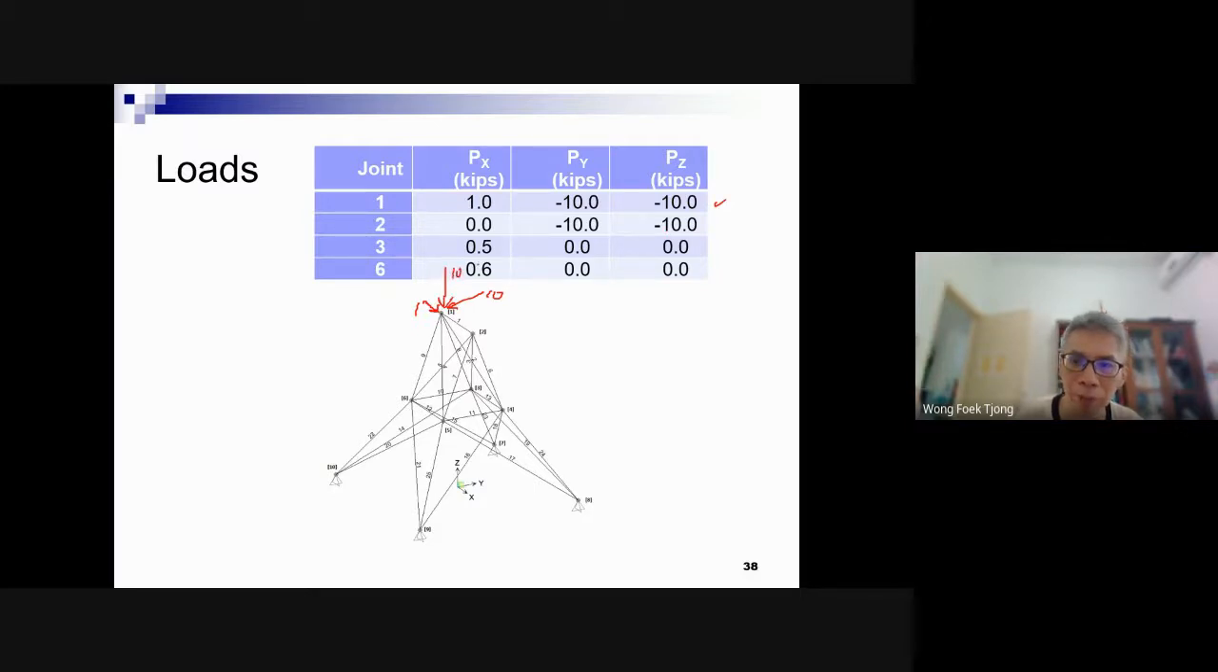So at node 1, and at node 2, node 2 is this one, also in the y direction. Okay, this is 10. And then node 3, where is 3? This one, right? It's x direction only. Small load, 0.5. And node 6, 0.6. It's a little bit unsymmetric, right? These are the loadings. The question is, please determine the member forces.